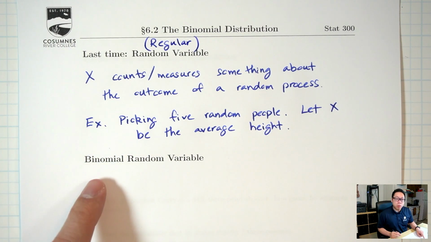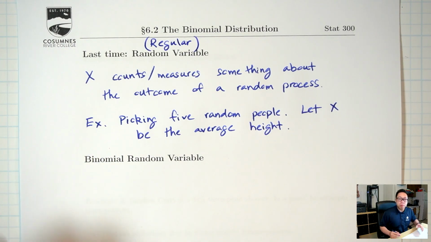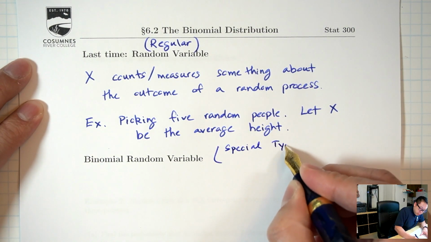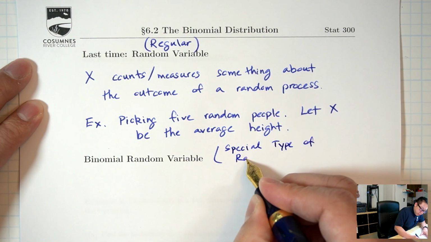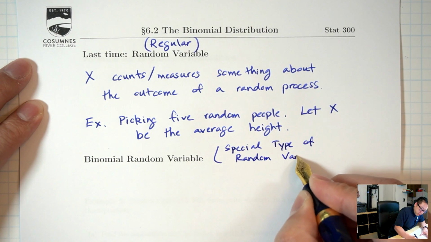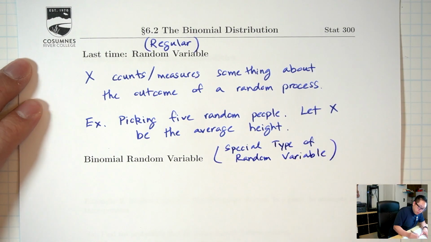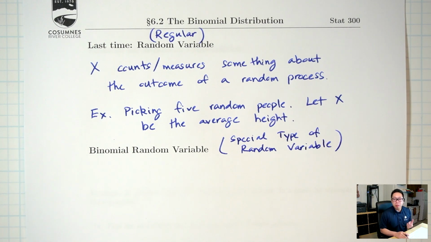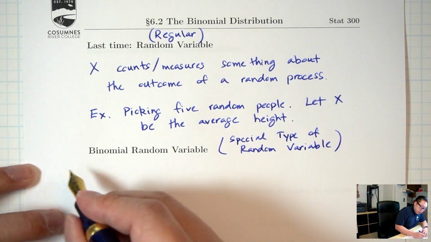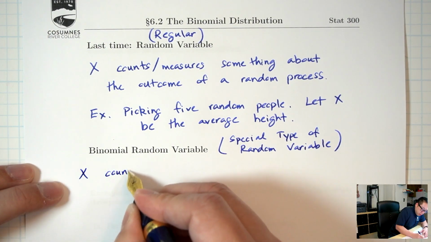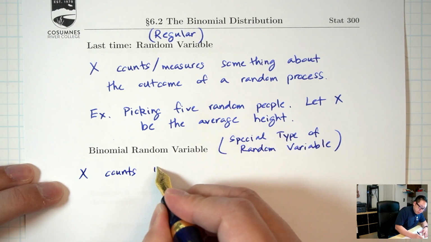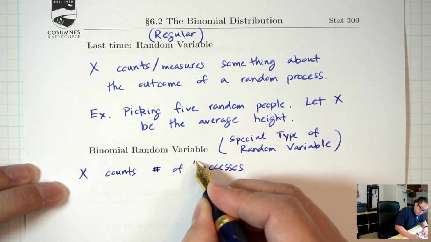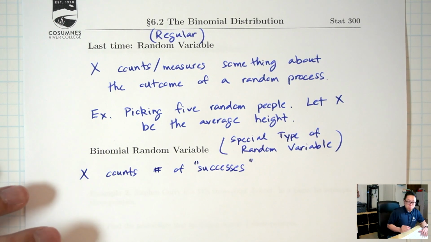Today we're going to talk about binomial random variables, and these are just a special type of random variable. And what do I mean by special? Binomial random variables are going to count and measure something very specific. In particular, they're going to count the number of successes in a fixed number of trials.